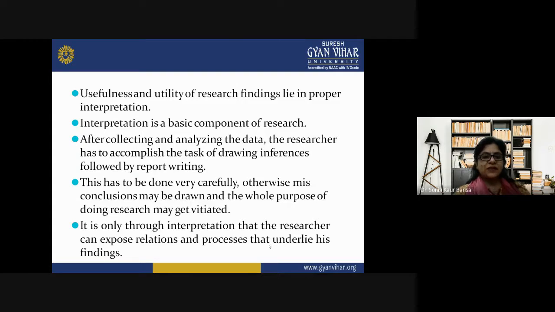After collecting and analyzing the data, the researcher has to accomplish the task of drawing conclusions and inferences, followed by report writing. When we write the report, our own conclusions must be ready, showing what the research questions were actually pushing us to find. Whatever we have found, we have to give meaningful writing, and that writing part is called interpretation. This has to be done very carefully, otherwise wrong conclusions may be drawn and the whole purpose of doing research may be vitiated. It is only through interpretation that the researcher can expose the relations and processes that underlie his findings. So it's really very useful.